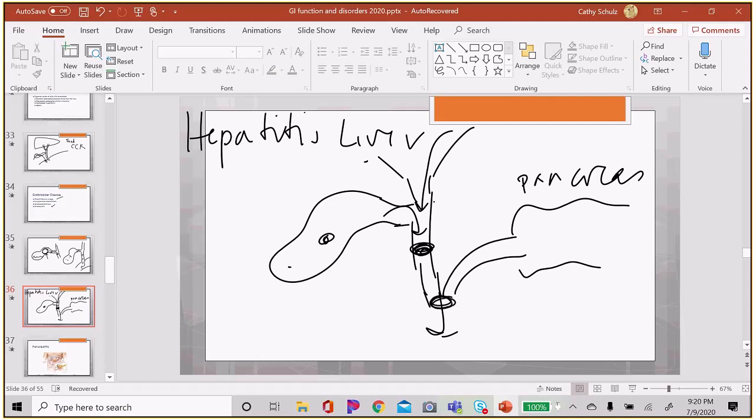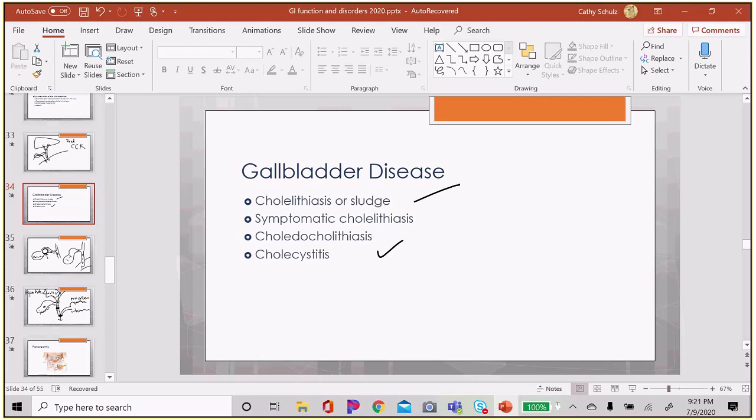It could be that the stone gets stuck here, where the common bile duct and the pancreatic duct meet. If that occurs, you can get something called gallstone pancreatitis. So not only is my gallbladder inflamed, but my liver is inflamed, and my pancreas can get inflamed as well, which is never good. You don't want anything wrong with your pancreas.